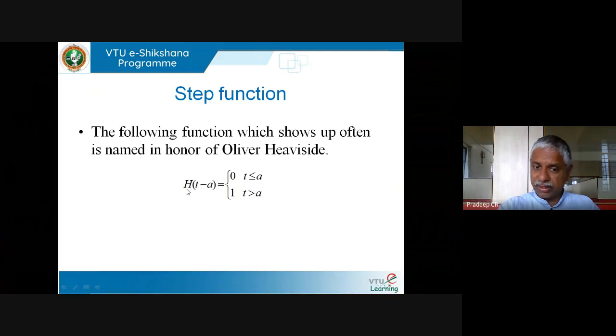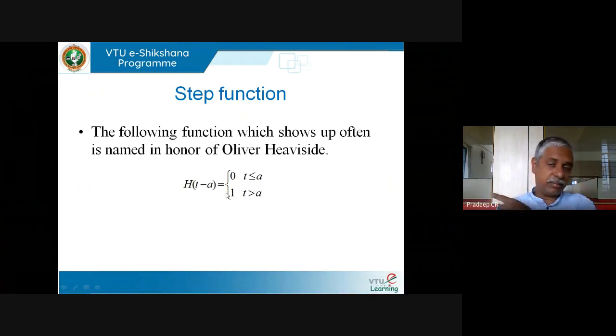Normally, if I'm defining a function h, I'll say h of t. But here, I'll say h of t minus a. What is a? A is any number, nothing to do with integer, any number. This function is defined like this. t is the independent variable, and a is a fixed constant. H of t minus a is 0 if t is less than or equal to a, and it is 1 if t is greater than a. You see a picture in your mind.